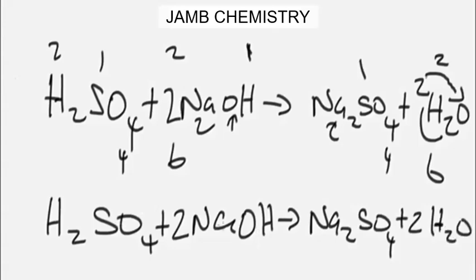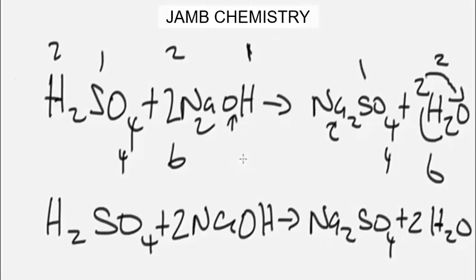We have 4 atoms of hydrogen, we have 4 atoms of hydrogen, 1 atom of sulfur, 1 atom of sulfur. We have 6 atoms of oxygen. We also have 6 atoms of oxygen. We have 2 atoms of sodium, and we also have 2 atoms of sodium. Okay, so this chemical equation is now balanced. Alright, so this is basically how you can balance your chemical equations.